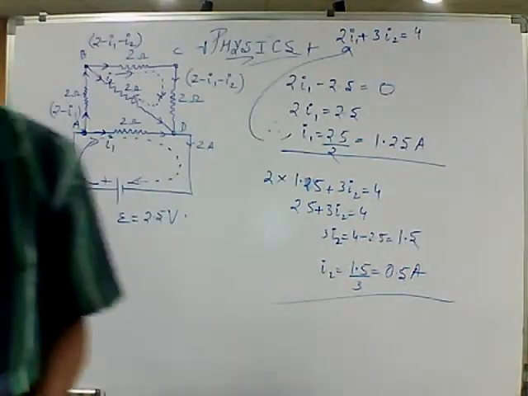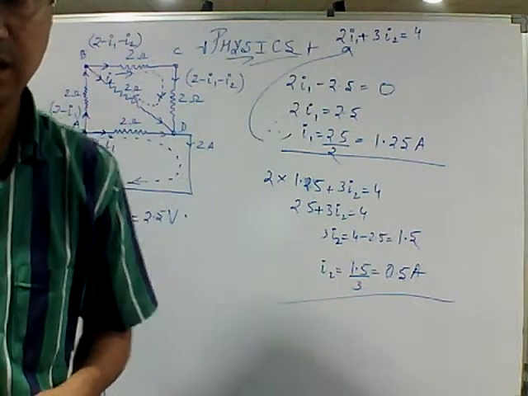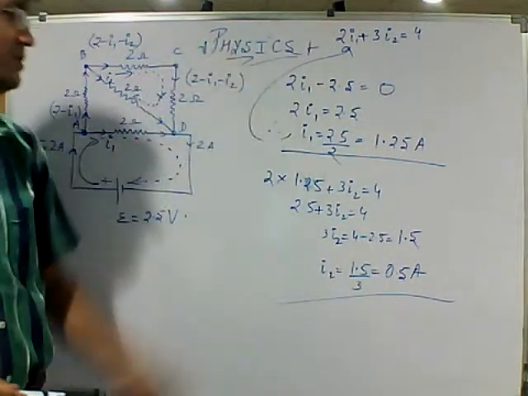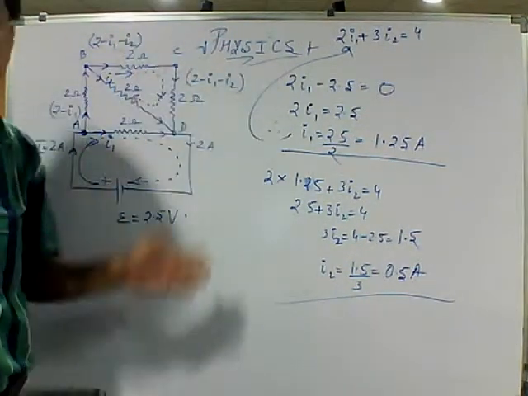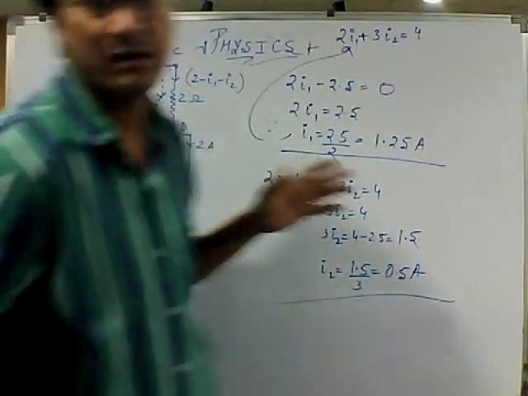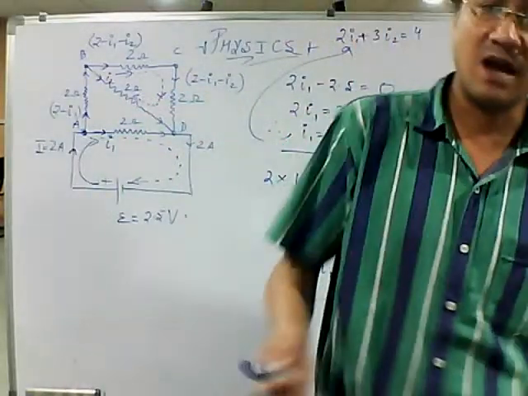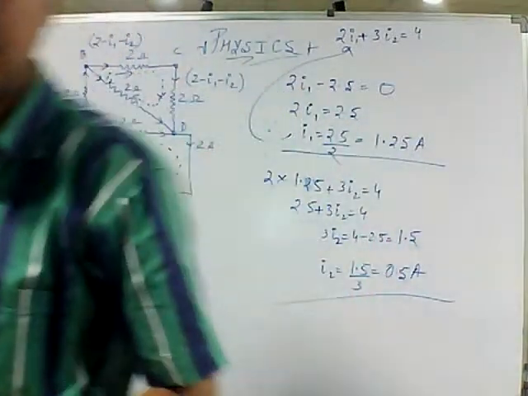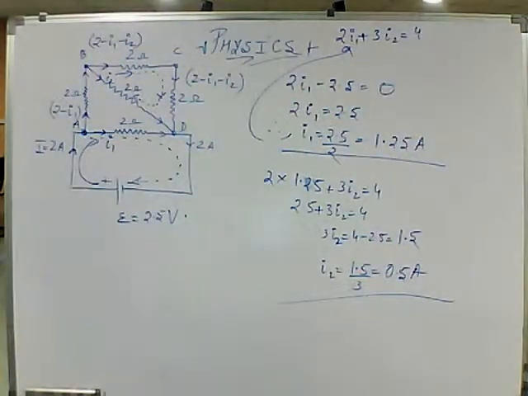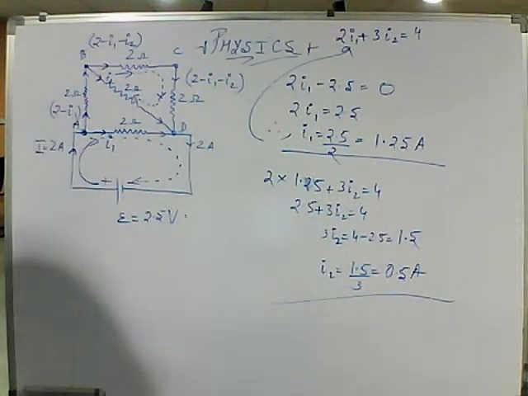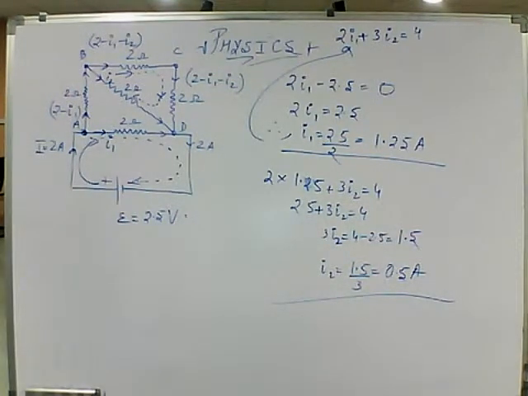Quite clear? So now similarly, you got I1, you got I2, you can calculate the value in either of the branches. Is this very much clear to all the students? Please check, is this very much clear to all the students? Yes, please check.